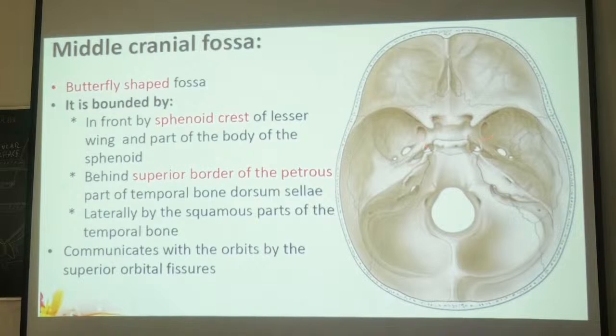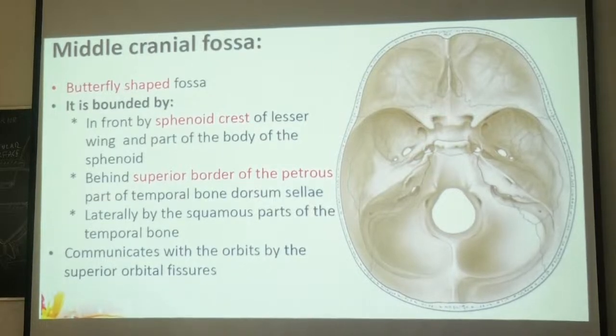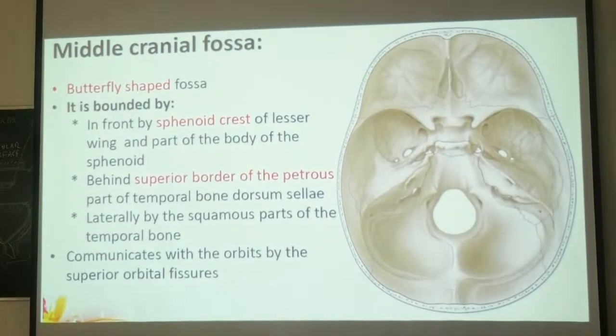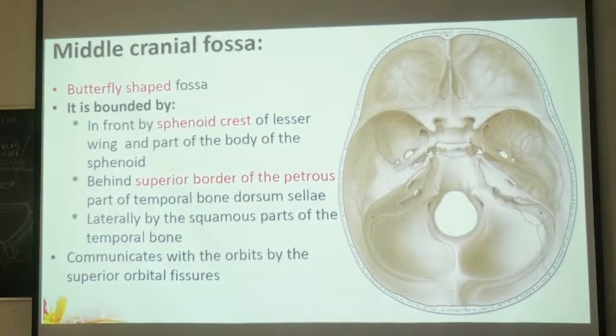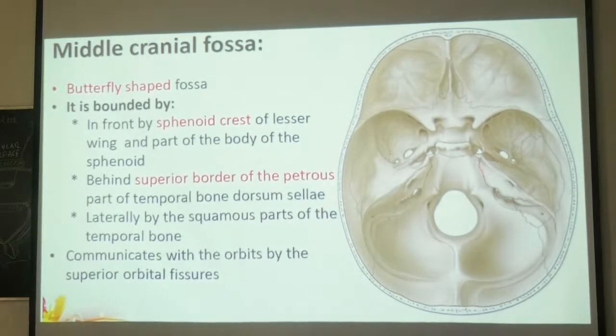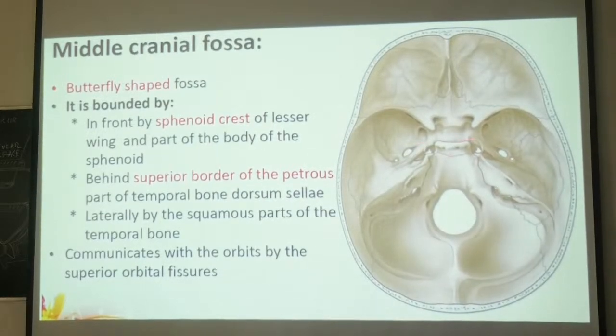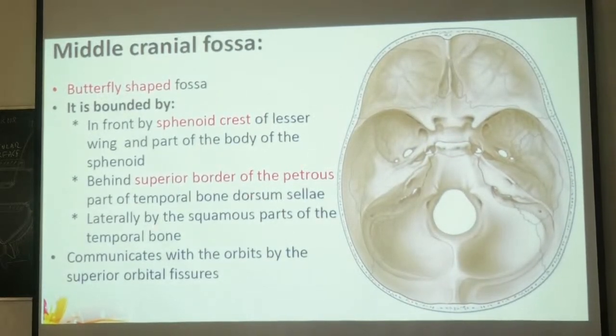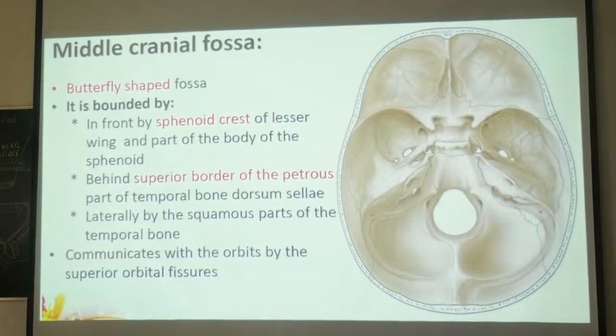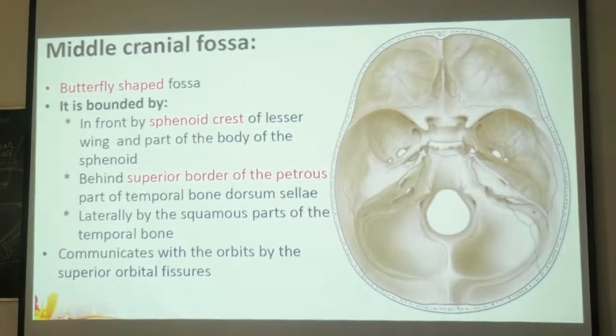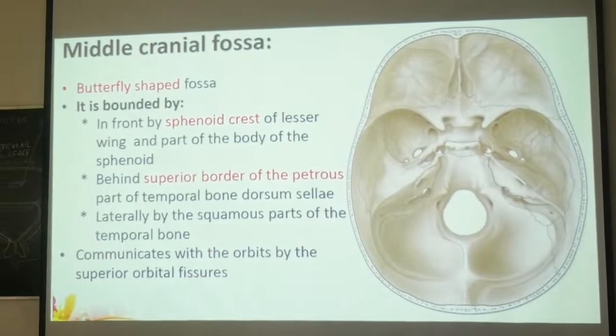Behind, it is bounded by the superior border of the petrous part of the temporal bone and the dorsum sellae. Here is the superior border of the petrous part of the temporal bone and here is the dorsum sellae. Laterally it is bounded by the squamous part of the temporal bone, and it communicates with the orbit by the superior orbital fissure.